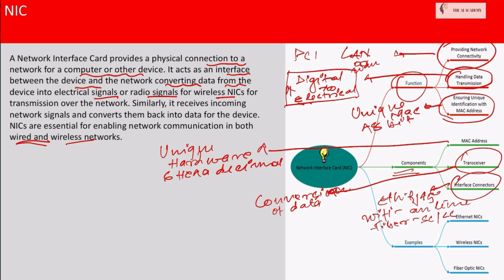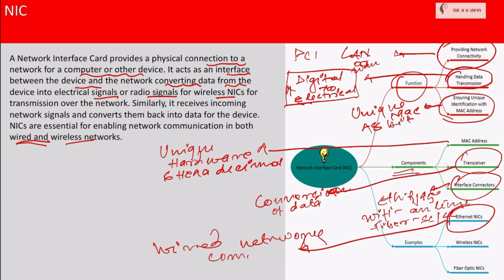Examples of network interface cards are Ethernet NICs. Ethernet NICs are used for wired network connections via Ethernet cables. They are the most common type of NIC and are found in a wide range of devices, including desktops, laptops, and servers. Ethernet NICs support various Ethernet standards, such as Fast Ethernet, Gigabit Ethernet, and 10 Gigabit Ethernet, providing flexible options for network speed and performance.